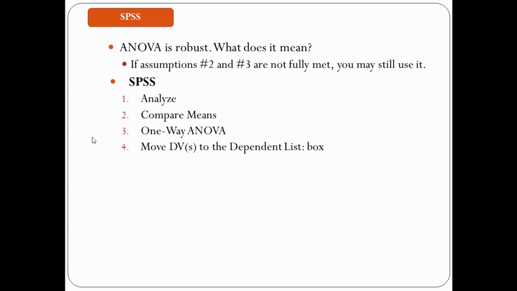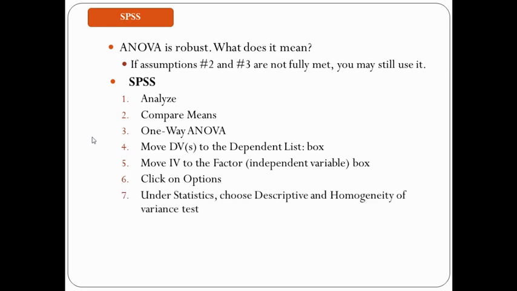Or if we have multiple dependent variables in our research, we can move all at once to the dependent list box. And step 5, we can move one independent variable to the factors box. And don't click OK yet, ladies and gentlemen. Let's click options. Why do we click options? We click options because we want more options.